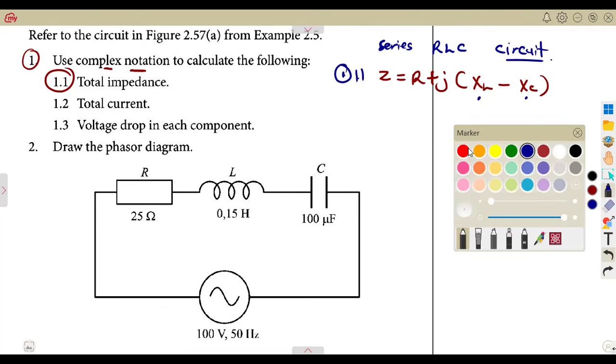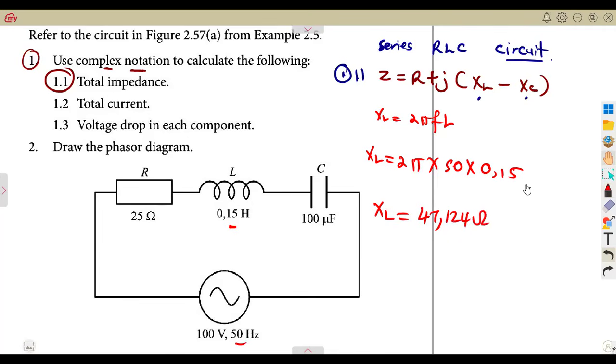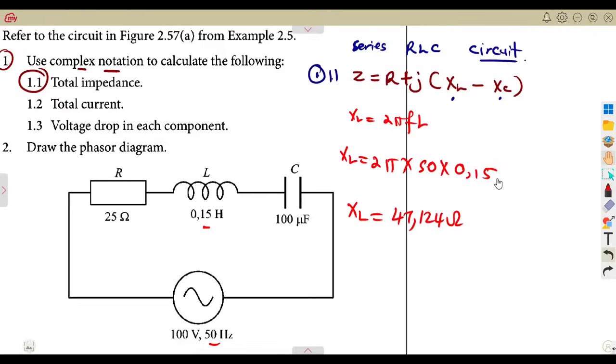So let us just have our XL. As you can see, XL is 2 pi FL, meaning XL is going to be 2 pi times the frequency, which is 50, times L, the inductance value, which is 0.15. That gives us the value of XL, which is 47.124 ohms. Just leave it like that. You're going to see that simplification later on.